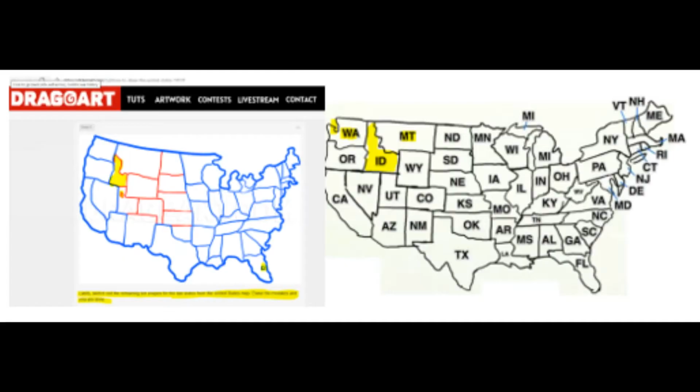And if you notice, the highlighted part is Idaho. Idaho by Drago Art does not go up to the Canadian border. However, in today's map, it does. Well, I remember the map to the left as being the actual map of the United States.